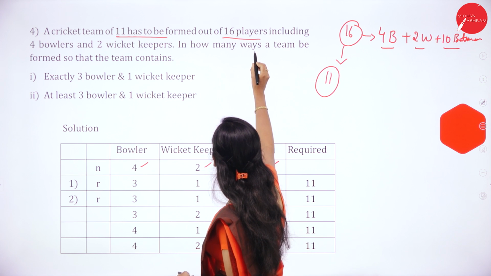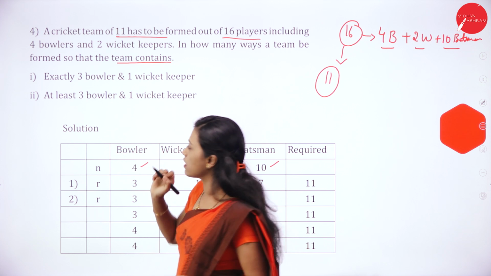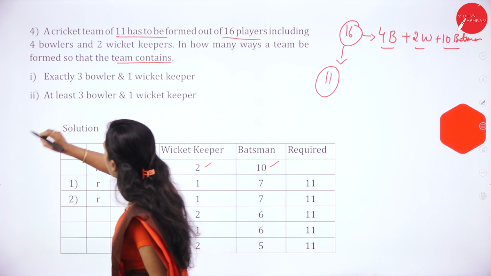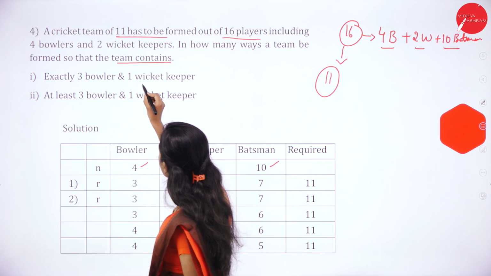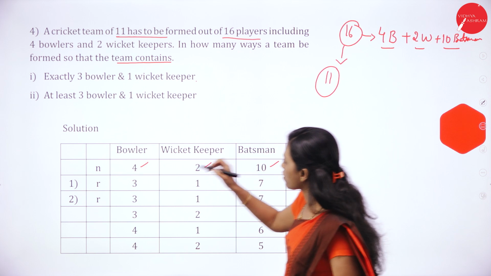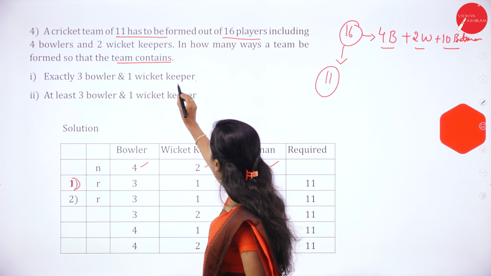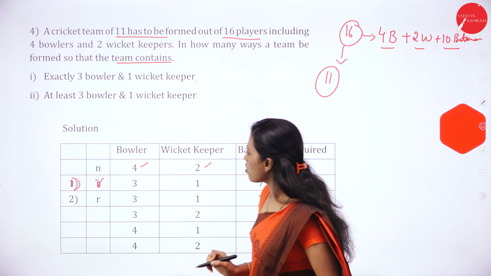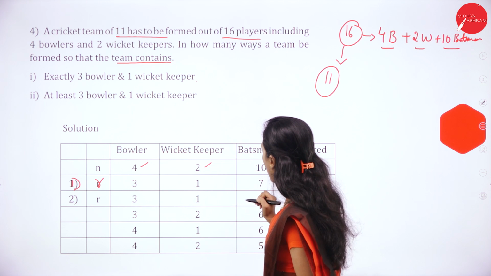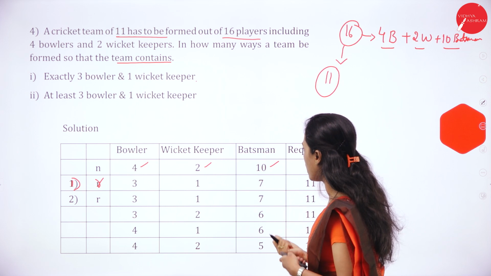In how many ways can a team be formed so that the team contains, there is a condition. The first question is exactly 3 bowlers and 1 wicket keeper. So here the requirement, first question, is exactly 3 bowlers and 1 wicket keeper. We are going to select them. That is R. R, the requirement, is how much? 11. We are going to select 11 players.